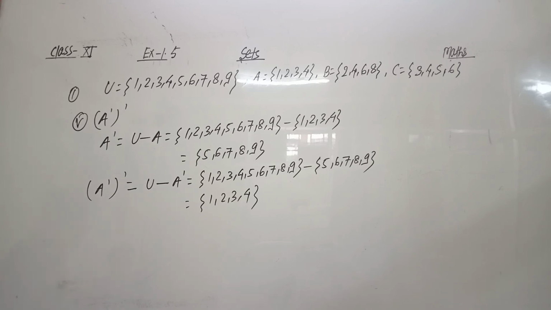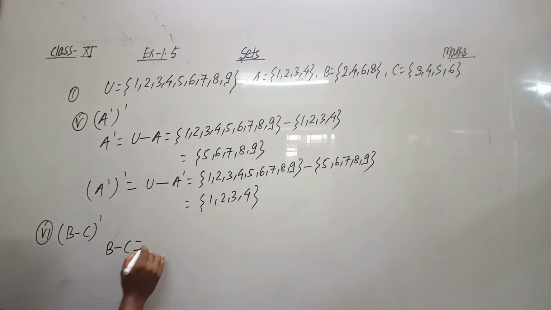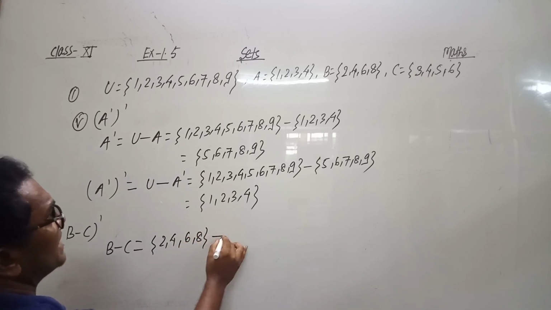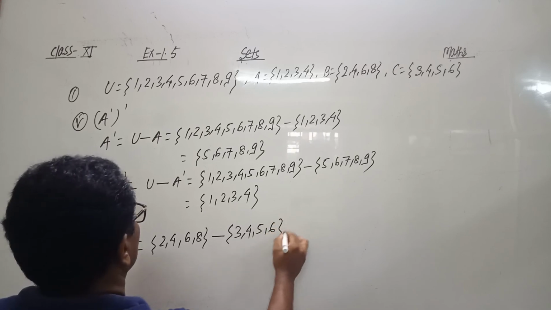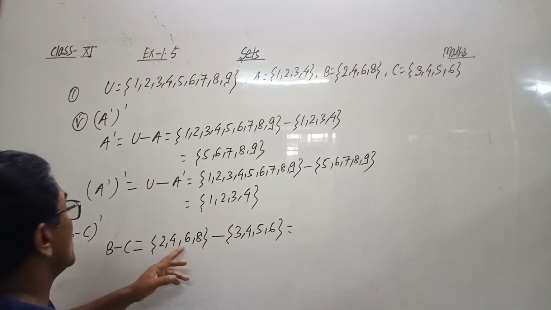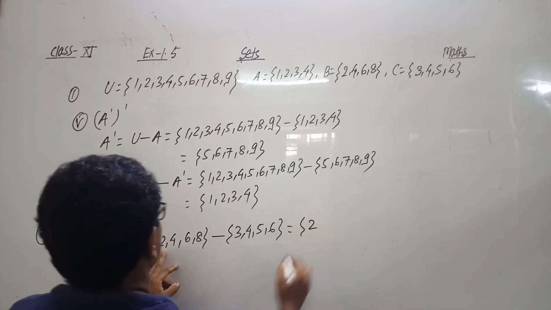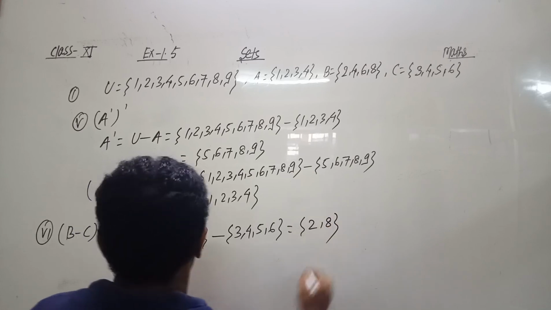Then B minus C dash, sixth part. So first we calculate B minus C. So B minus C, the set B is 2, 4, 6, 8, minus C is 3, 4, 5, 6. So those elements which are not in C. So 2 is not in the other set, 4 is available, 6 is available and 8 is not available.